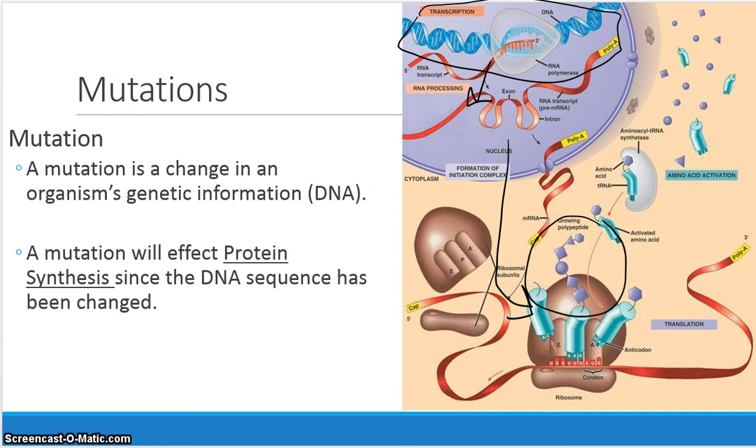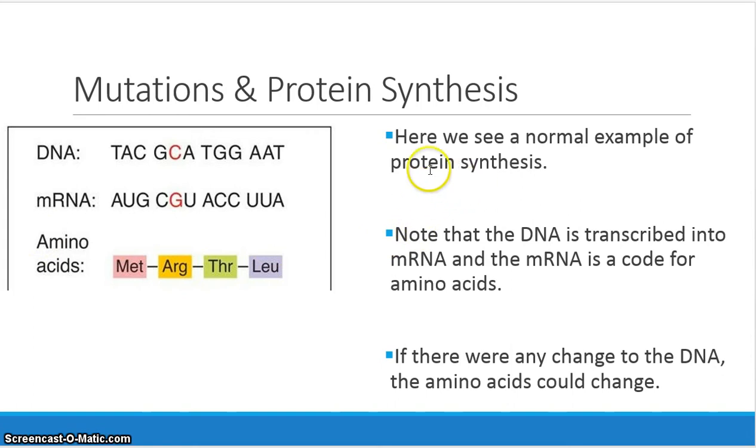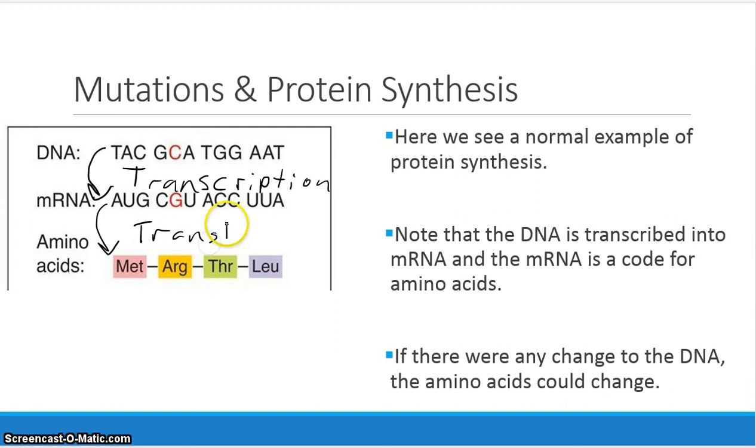Okay, so mutations in protein synthesis. Here we see a normal example of protein synthesis. We see our DNA strand, we see a messenger RNA strand, and then the amino acid chain that comes from that. So note once again that the DNA is transcribed into messenger RNA, which is then translated into our amino acid chain. So if we're trying to review here, we would call this process transcription. And then this process of going from messenger RNA to amino acids is then called translation.